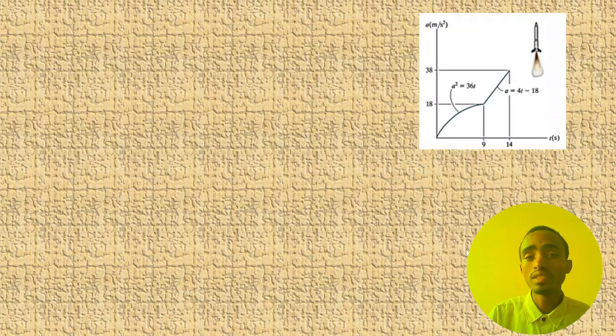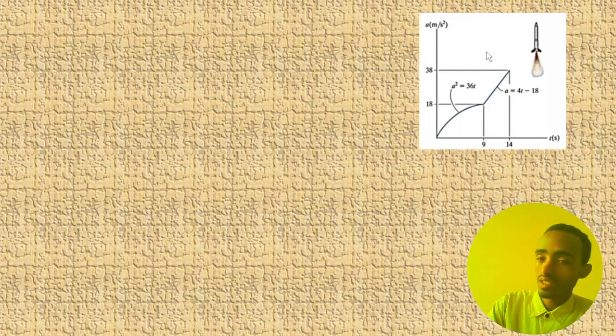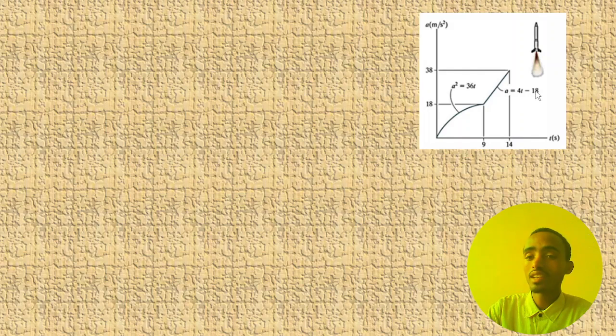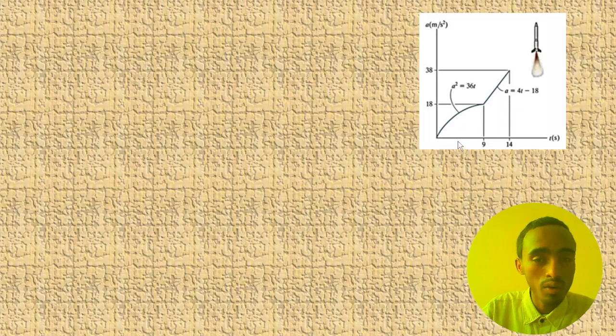First, this acceleration versus time graph has two phases. From t = 0 up to t = 9, acceleration is equal to the square root of 36t, and from t = 9 up to 14, acceleration is equal to 40 minus 18t. We can use the time derivative of this and calculate the velocity versus time graph.